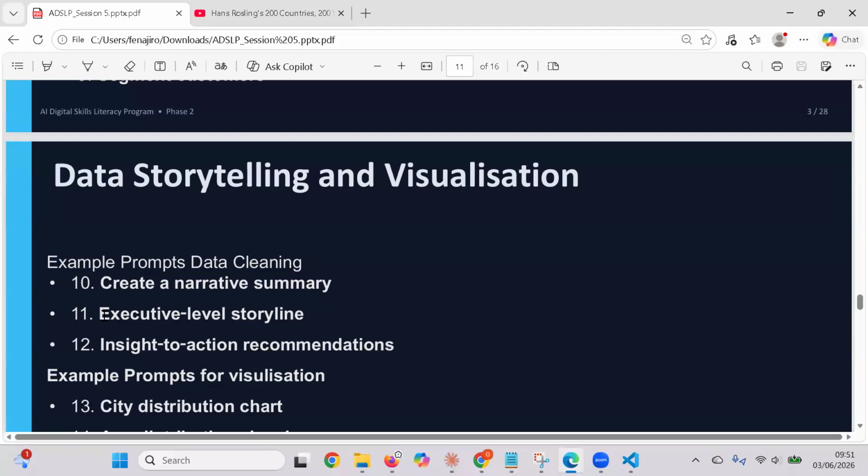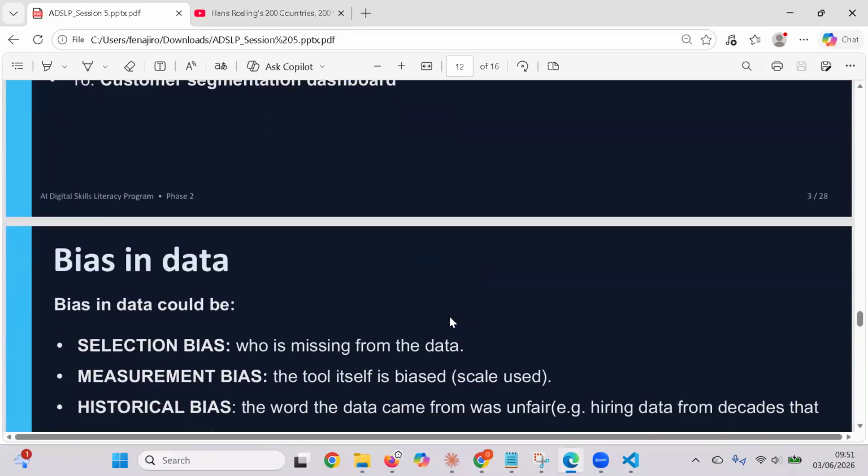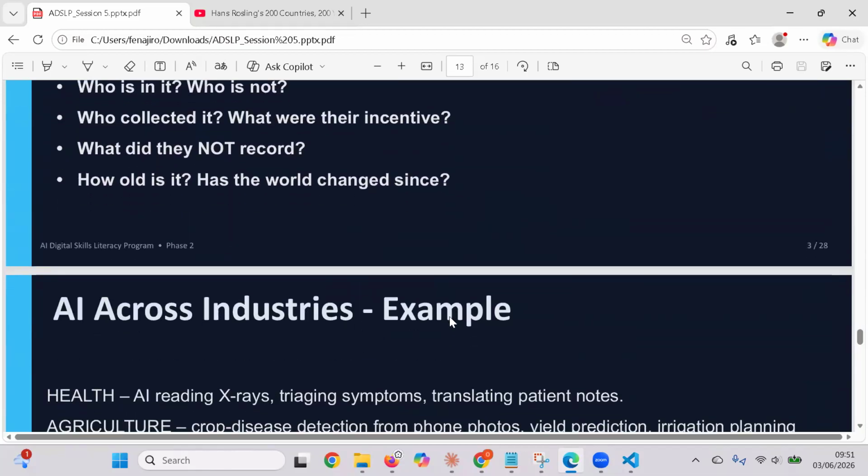If you want to submit a report to executives about the prospects for the rest of the year, from June to December, how do you put that story together? Then insight to action recommendations, for which we have a prompt. Then we'll go to the prompts for visualization: city distribution chart, age distribution, and customer segmentation dashboard. We are going to build all of this together.